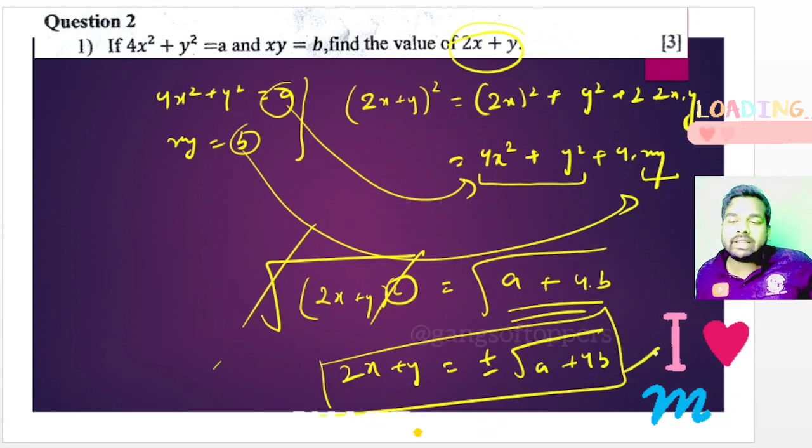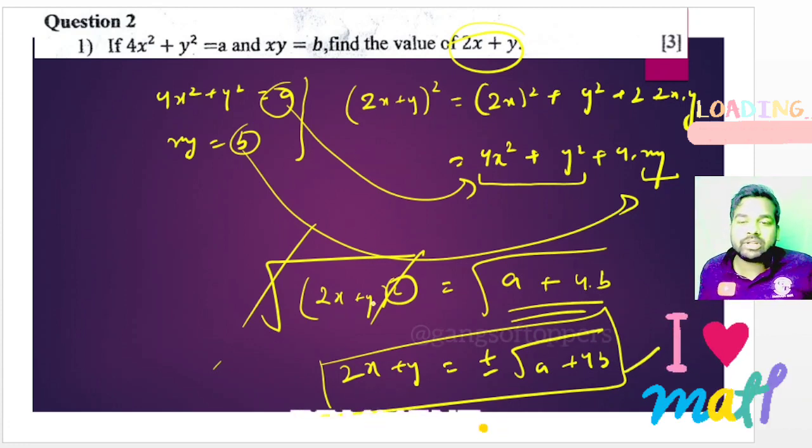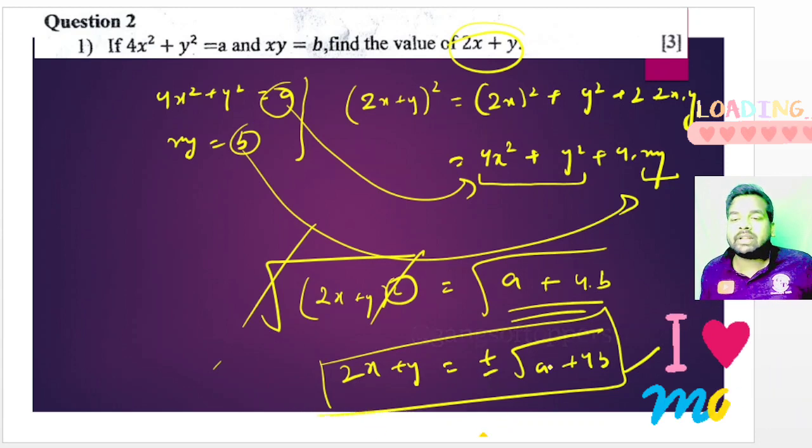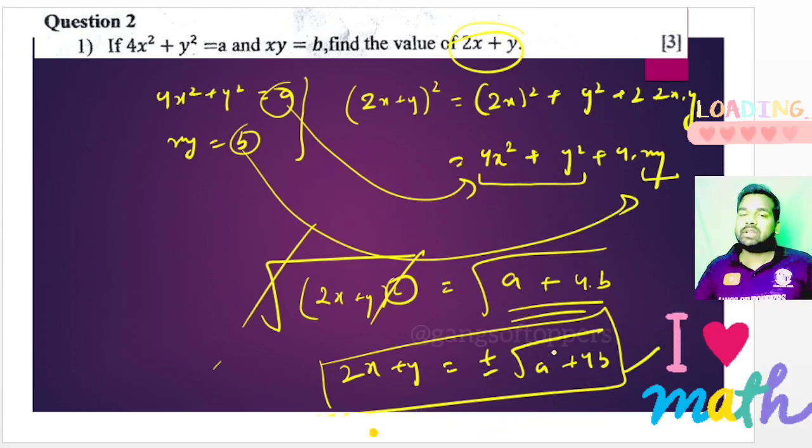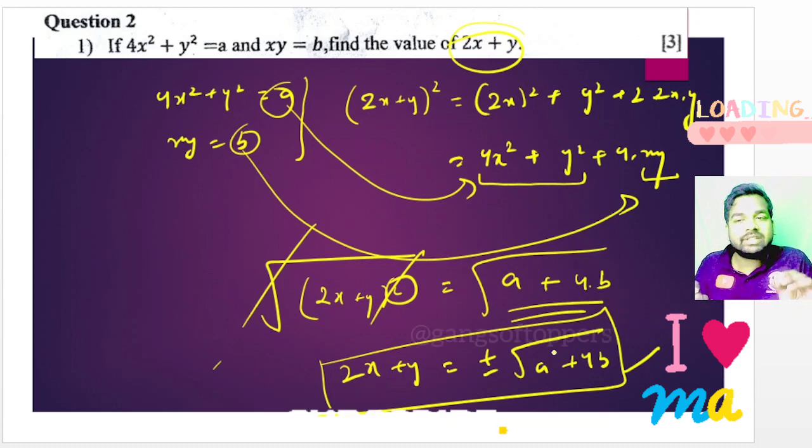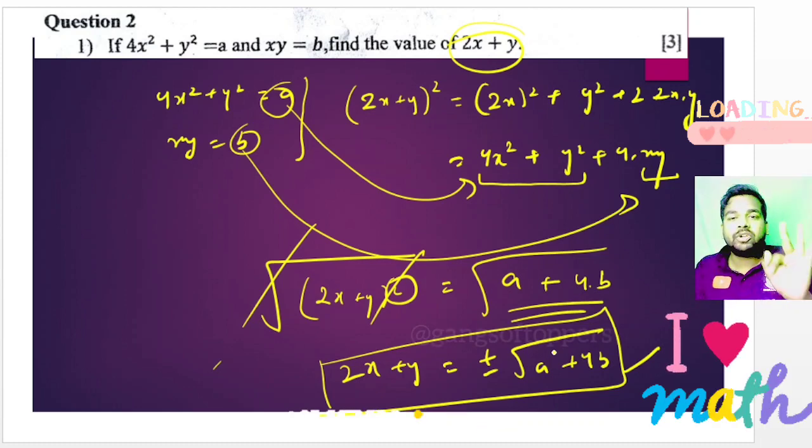So the complete solution of this question is 2x plus y is equal to plus minus root under (a plus 4b). Okay, are you getting the concept or not? Because this is an easy question. In this question, we apply two concepts.